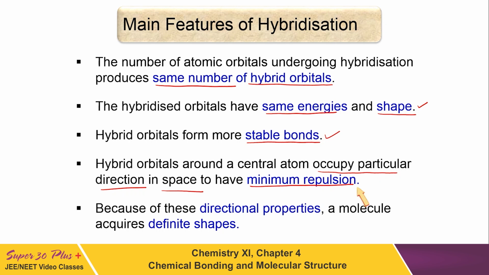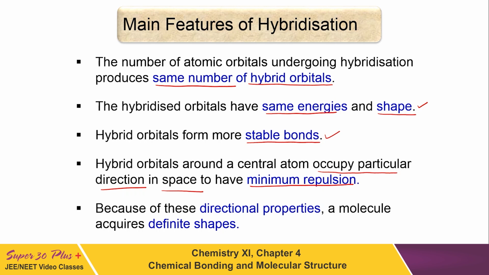And during this attempt to minimize the repulsion, they attain a certain geometry. That is the reason why hybrid molecules are directional. They have some certain geometry. You must have heard the names tetrahedral, octahedral, triangular bipyramidal, trigonal planar. These are the geometries which are attained by the hybrid molecules.